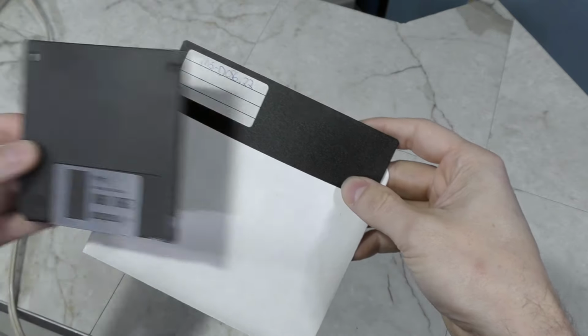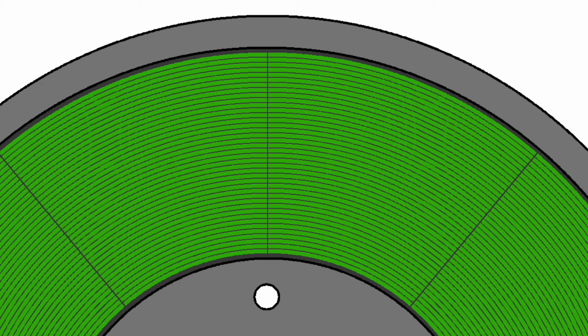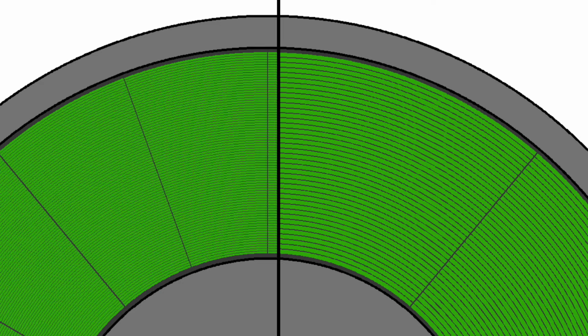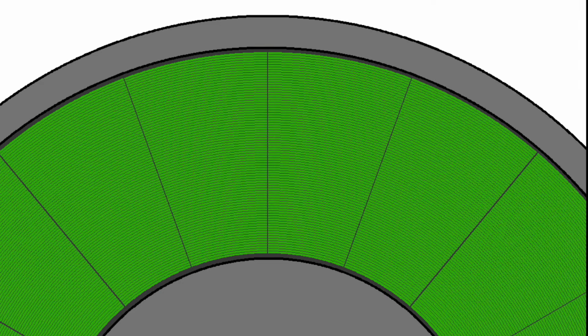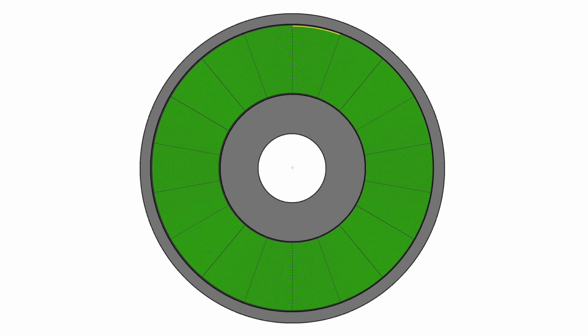What about the more common 1.44 megabyte floppy disk that most people are familiar with? That format has twice as many tracks and twice as many sectors. But a single sector is still just 512 bytes, so that means it's even a smaller portion of the disk's surface. So what does the boot sector do?